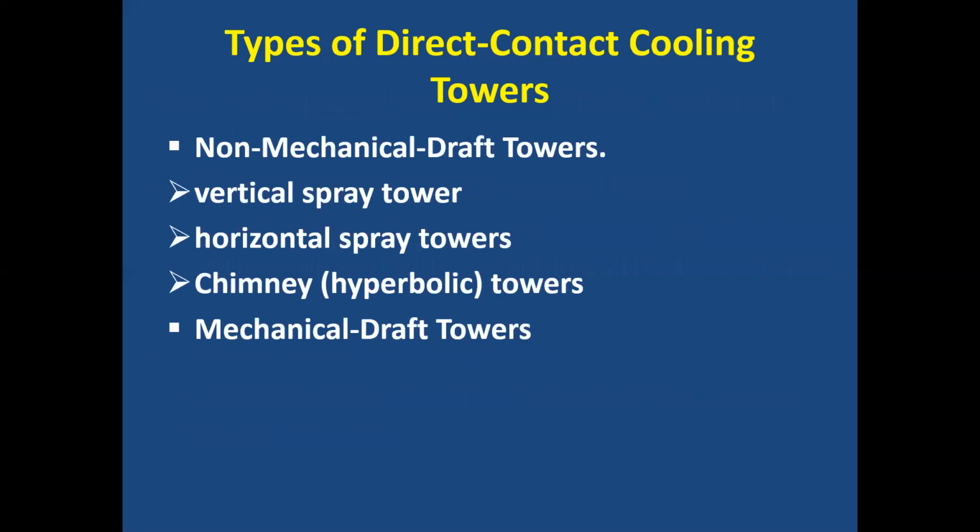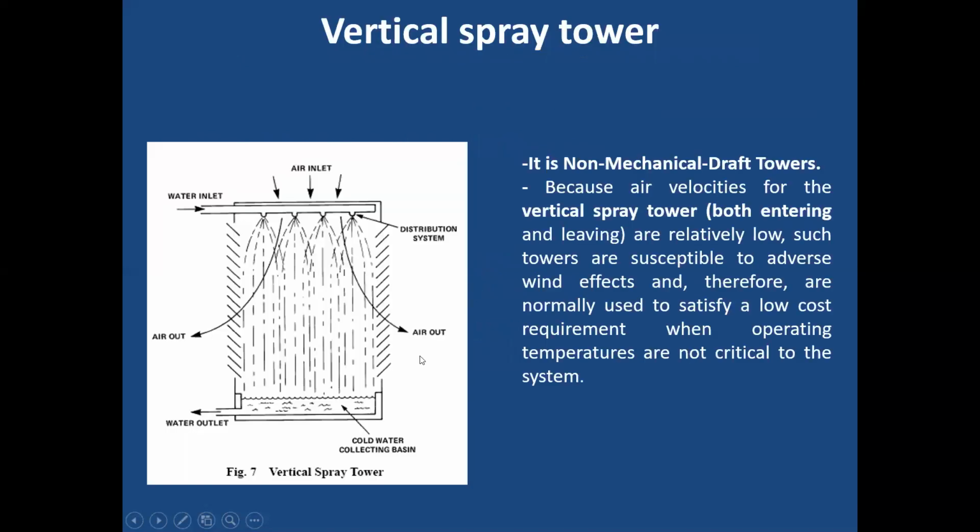Now in direct contact cooling towers, there are again two categories: the non-mechanical draft cooling towers and the mechanical draft cooling towers. The non-mechanical type is further divided into three types. In mechanical draft also we'll see some types. Non-mechanical means there is no external agency like blower or blowers used. So these are generally suitable for very small systems, because air velocities are low.